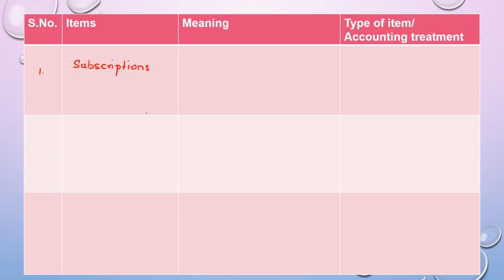I have created a detailed video on the term subscription, how to calculate the amount of subscription which has to be credited to the credit side of the income and expenditure account. You can go and watch that in detail. But for the time being, the item subscription is described here in brief.